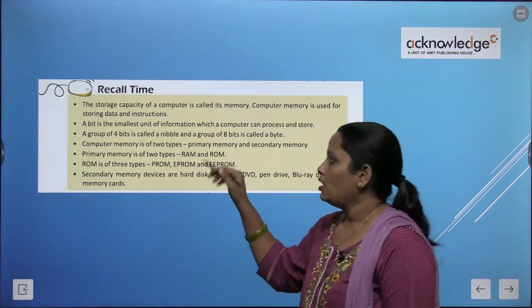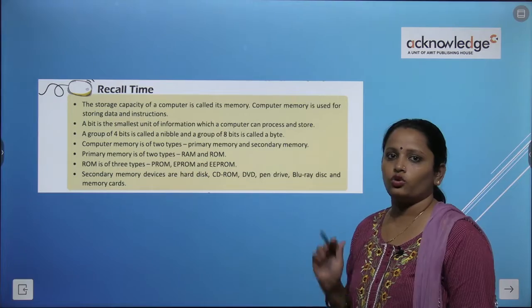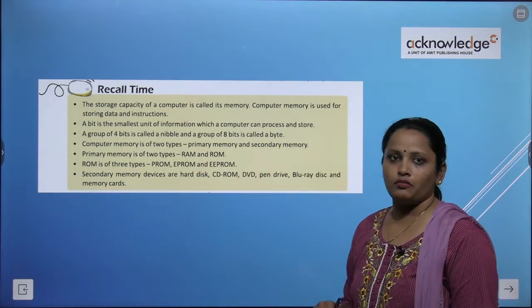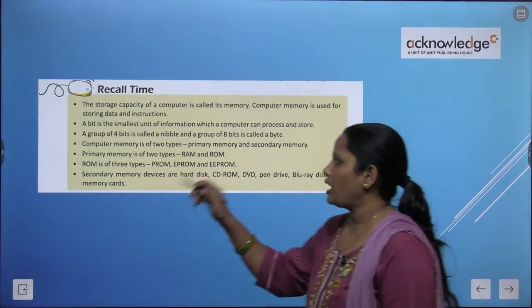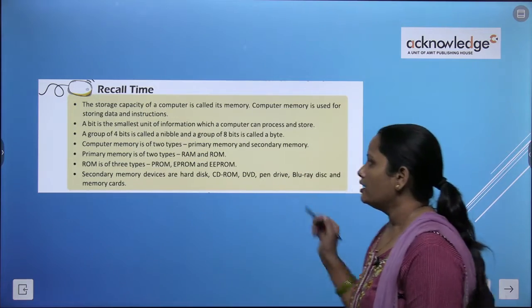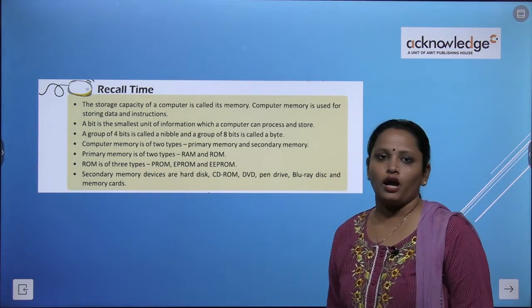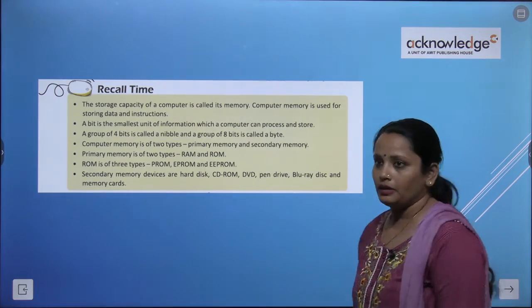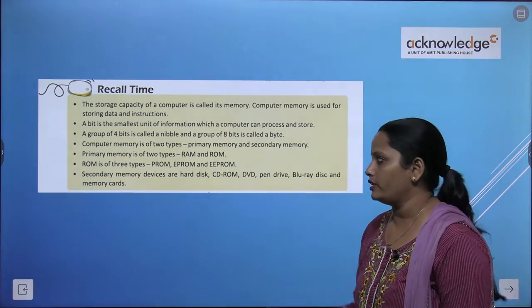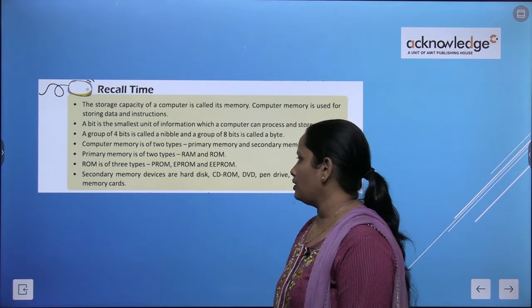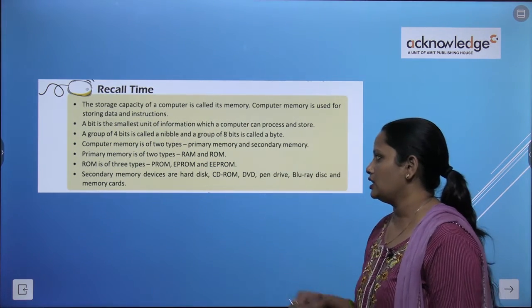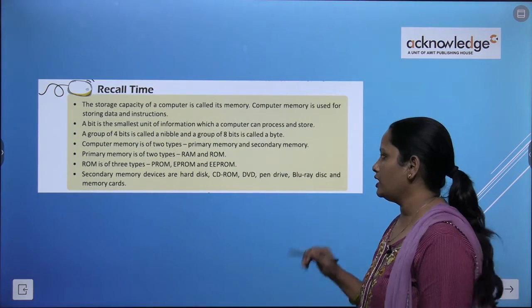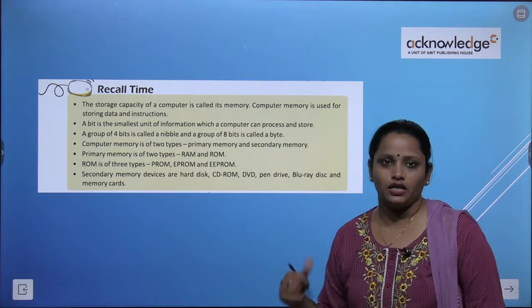Computer memory is of 2 types. दो तरीके के होते हैं, primary memory and secondary memory. Primary memory is of 2 types, RAM and ROM, and ROM is of 3 types, PROM, EPROM and EEPROM. Workout में आपको ये fill करना है. Secondary memory devices are hard disk, CD-ROM, DVD, pen drive, Blu-ray disc and memory cards.